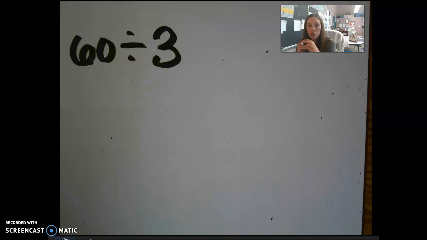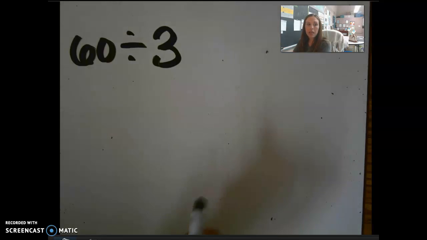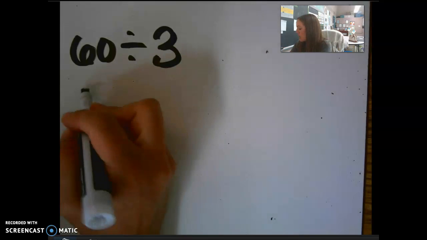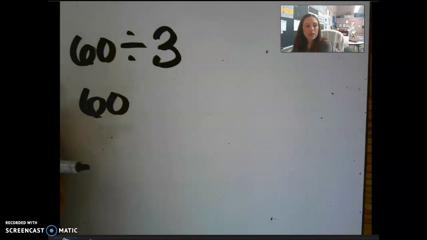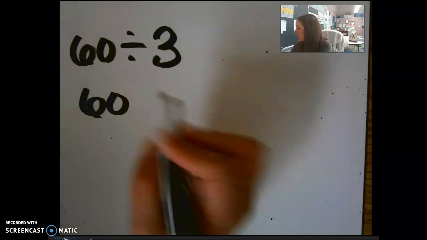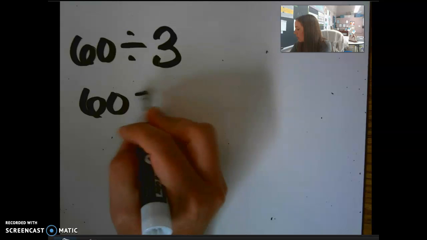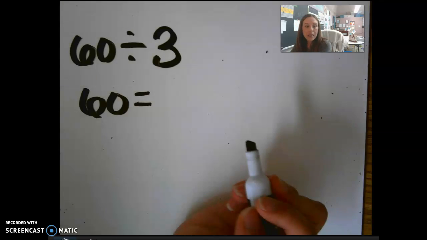When we are able to understand that division is the inverse operation of multiplication, it allows us to be able to check our answer exactly and also for reasonableness. Okay, so when we rewrite a division problem as a multiplication problem, I'm going to keep my total. That's what's being divided, the 60. And instead of the division sign, I'm going to put an equal sign.